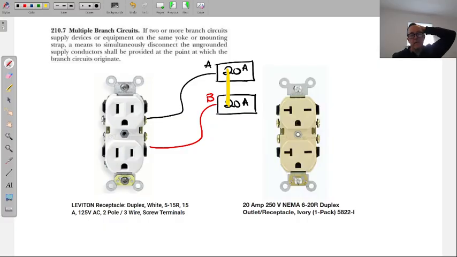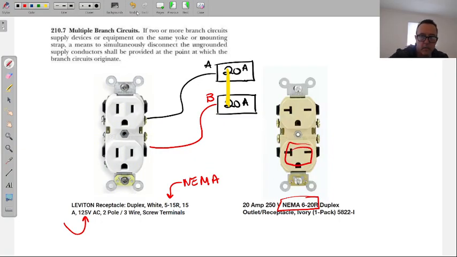It's rated for 125. Thank you. It is rated. The Leviton receptacle that you see below, duplex white 515R. That's the NEMA number, National Electrical Manufacturers Association. They number all of the receptacles. They number the way this looks. It's called the configuration. 15 amp. That part's actually okay, but I'll point it out where the code book says it's okay.